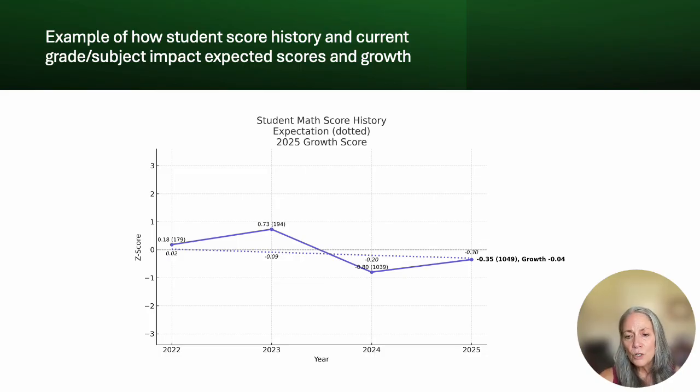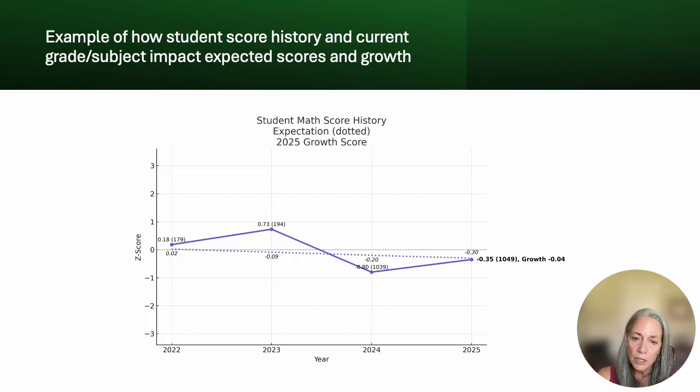And then the student in 2025 was still at a negative Z-score. That dashed blue line is important. That shows you where the student was expected to be on the Z-score. So that's our expected change in score. Where this becomes really important is it shows you what was being expected of the student and how the student did against those expectations.